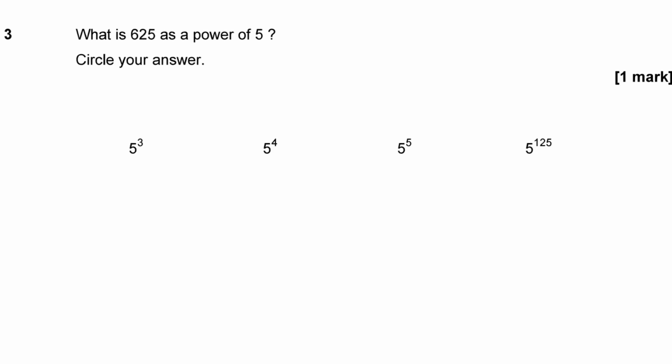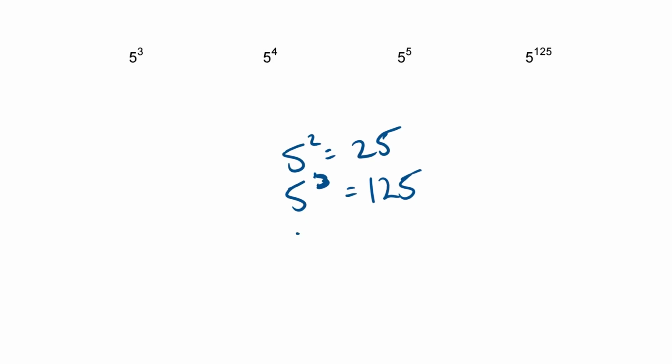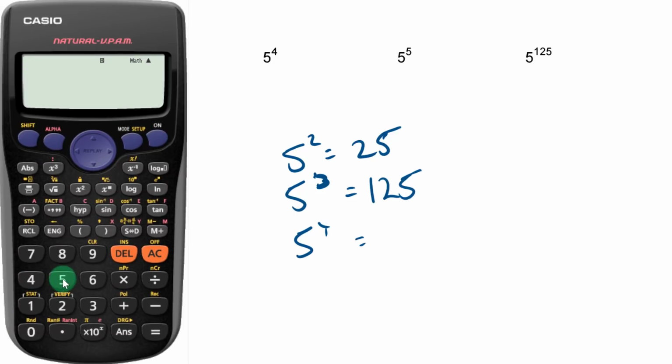Okay, question 3. What is 625 as a power of 5? Circle your answer. Well, if you don't know this one already, you should know that 5 squared is 25, and you should know that 5 cubed is 125. So I'm suspecting that 5 to the power of 4 might be 625, but it is the calculator paper. So why not just pull up a calculator and tap that in? 5 to the power of 4 equals, you can see that is 625. Okay, so it's 5 to the 4.